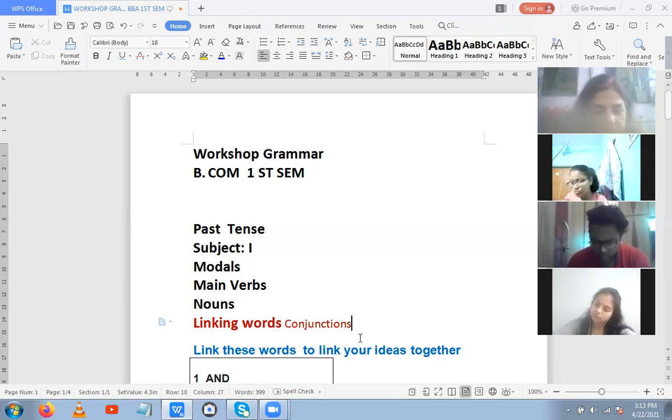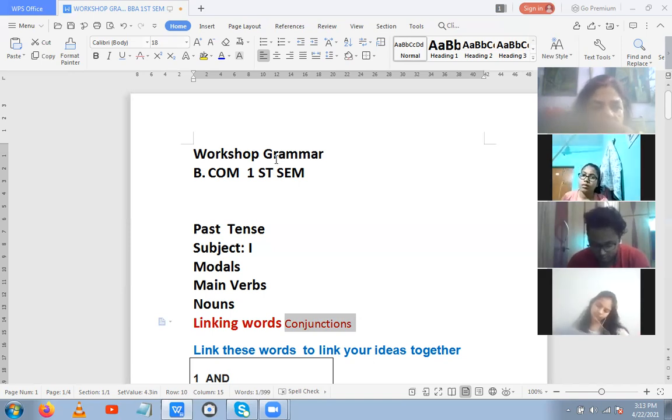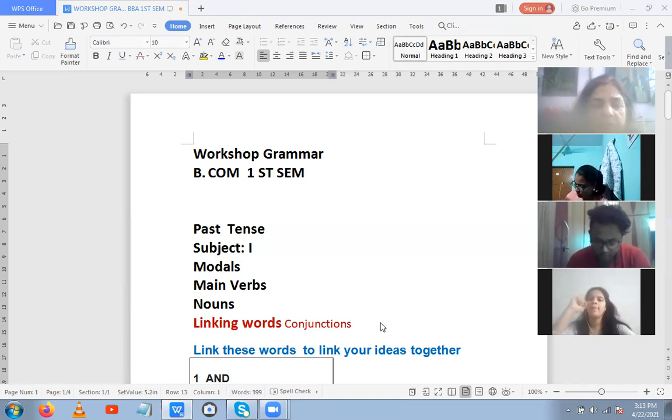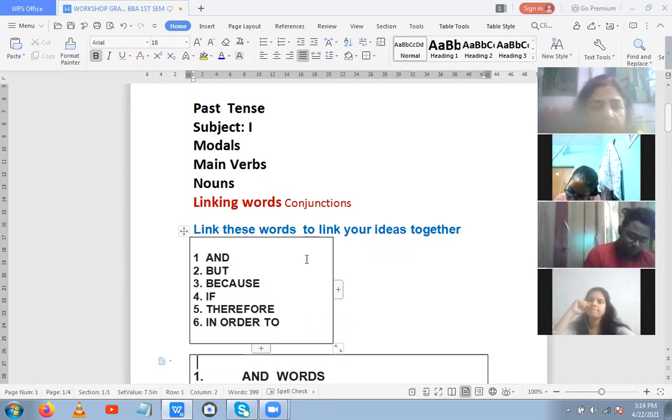Conjunctions are words that link two sentences, two ideas, two actions. So it is called linking words. So link these words to link your ideas together.